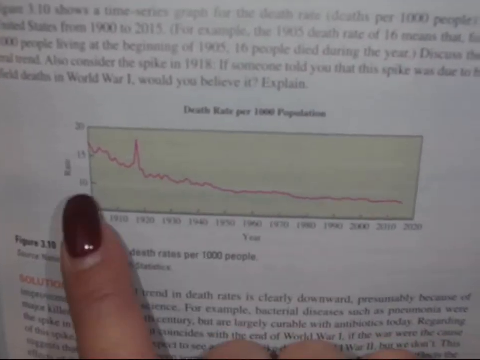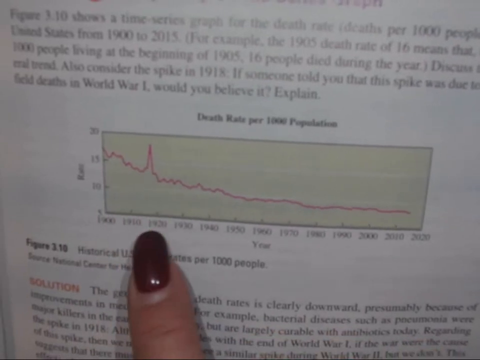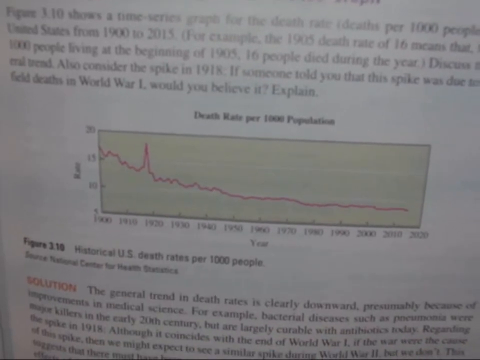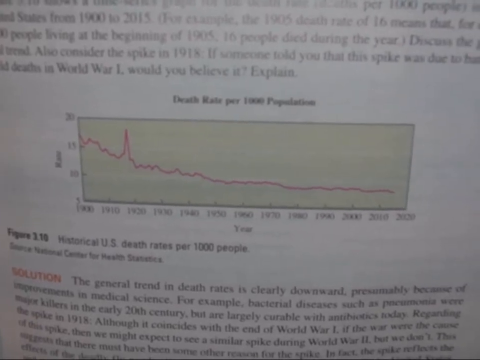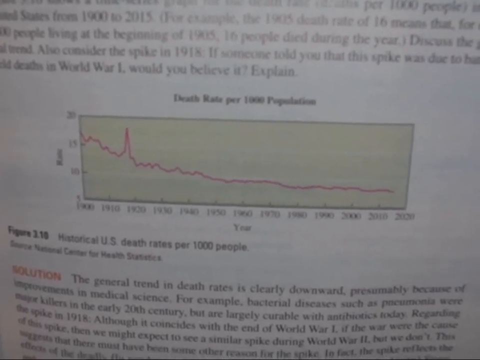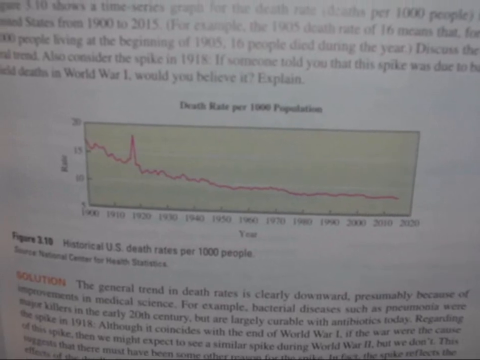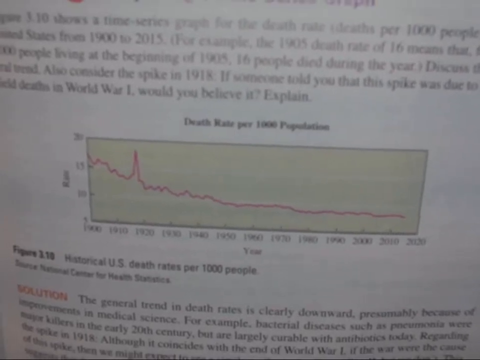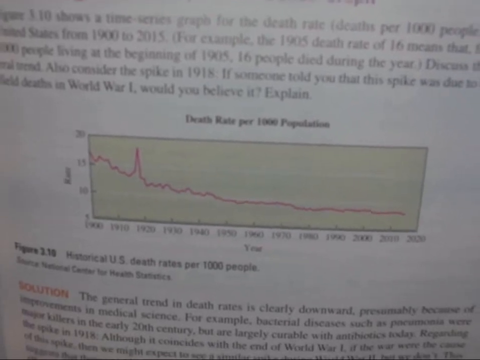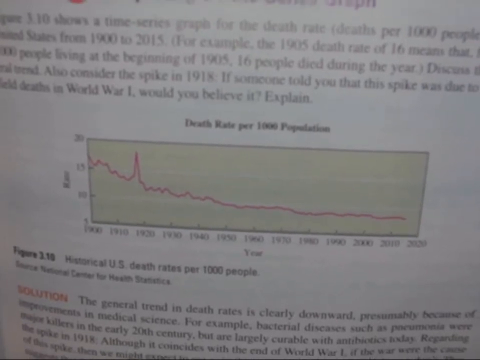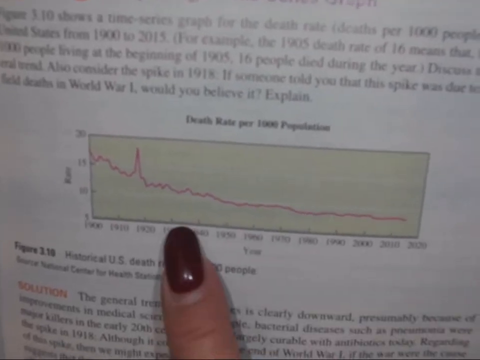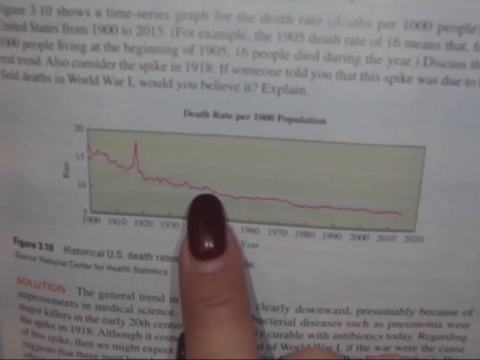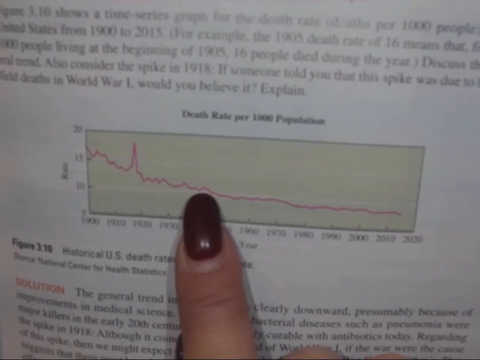We can also see an interesting spike that's going on here around 1917, 1918. And the book that I'm looking at here actually asked the question, if somebody told you that that was from World War I, would you believe it? Well, that's about the right time for World War I, so that could have some impact on it. However, it's not that, and we can tell there's a tiny little blip here in the early 40s. That would be World War II, right?